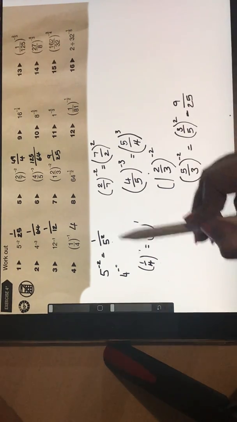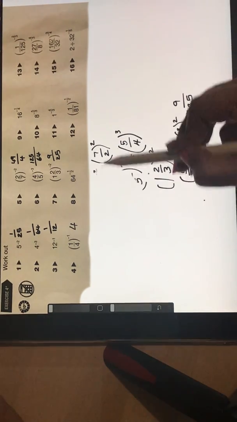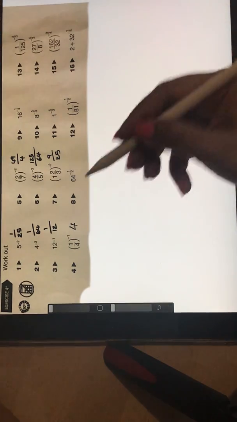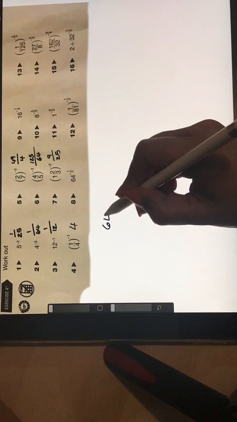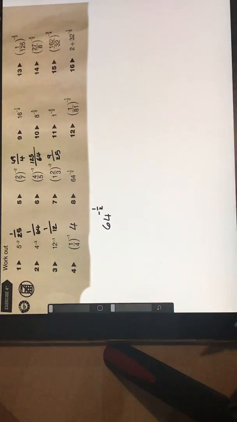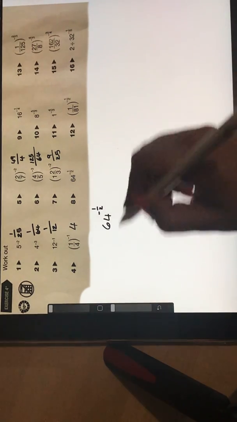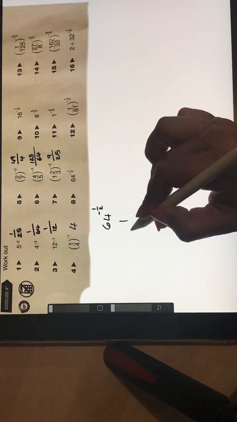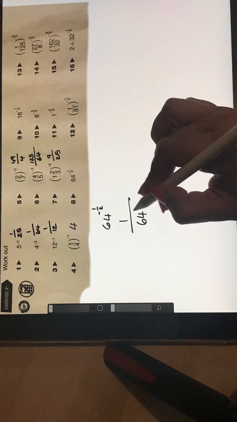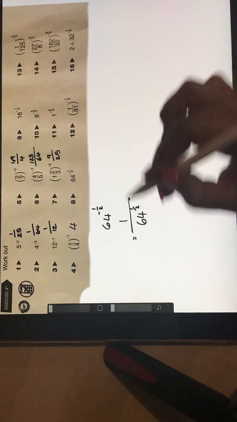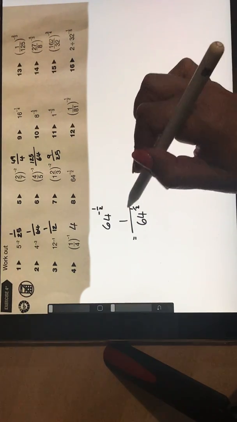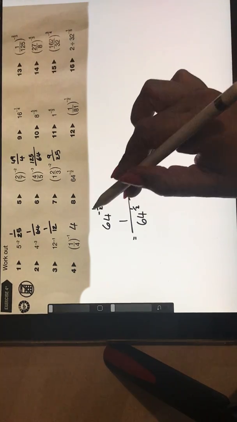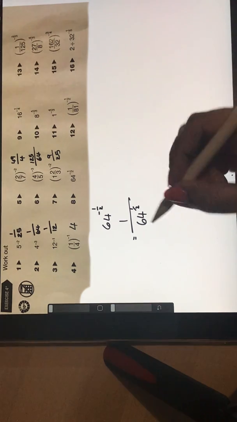Okay, moving on to number 8. We have 64 to the power of negative a half. First of all, flip this fraction if you want, because this is 64 over 1, to 1 over 64 to the power of a half. Please remember that it's still a half. You cannot change the value of the indice. The only thing we did now is get rid of the negative.